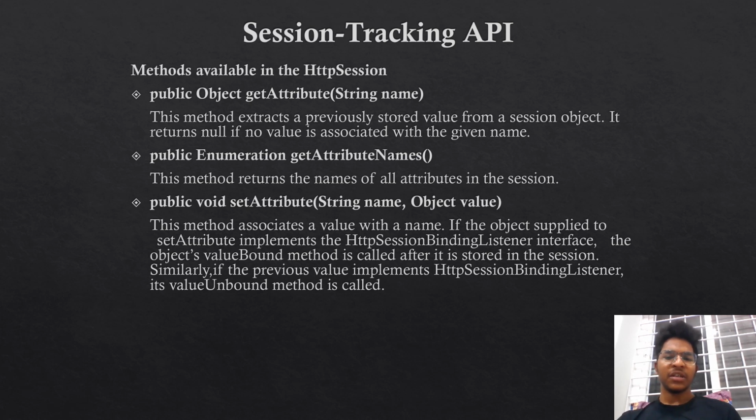This method returns the names of all attributes in the session. Public void setAttribute. This method associates a value with a name. If the object supplied to setAttribute implements the HttpSessionBindingListener interface, the object's valueBound method is called after it is stored in the session. Similarly, if the previous value implements HttpSessionBindingListener, its valueUnbound method is called.